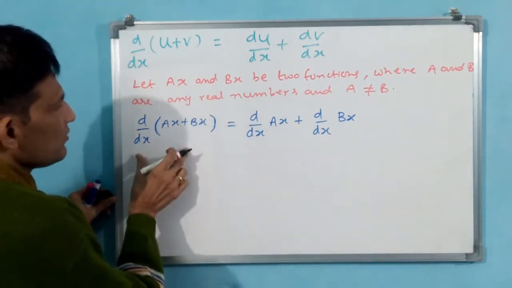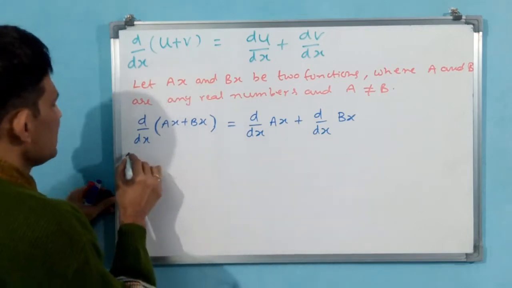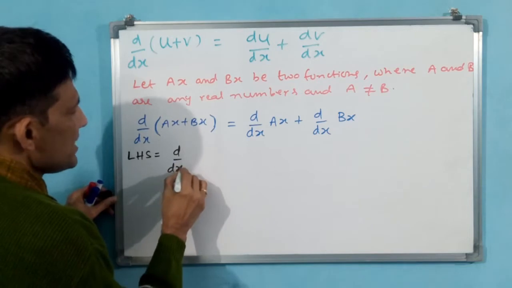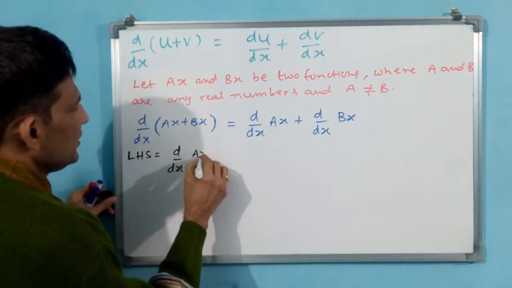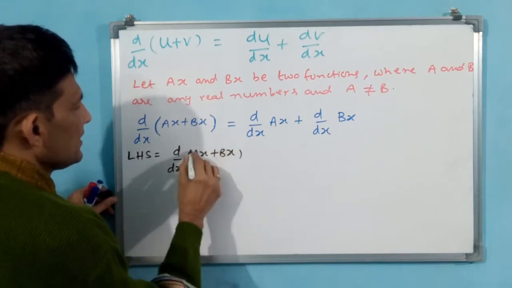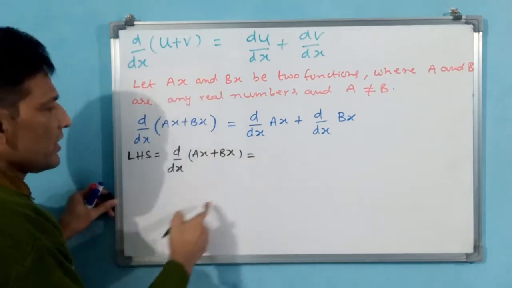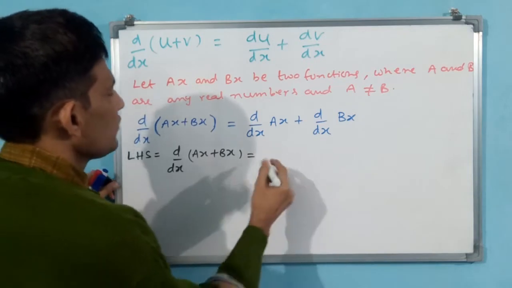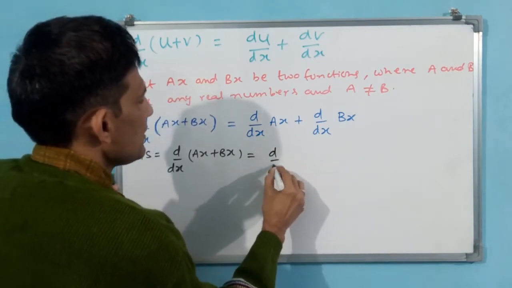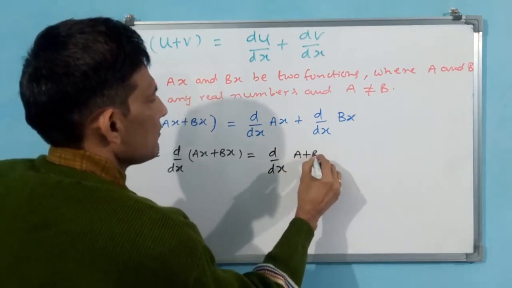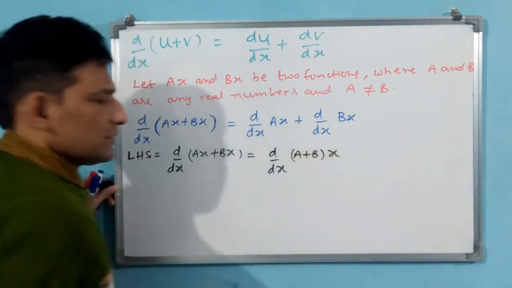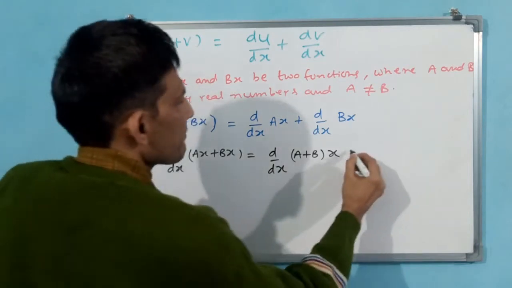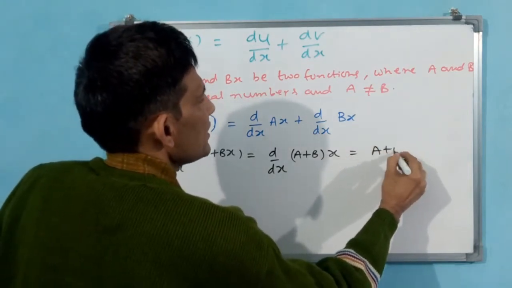LHS I am taking this, you consider LHS, this you consider RHS. LHS is equal to d by dx of Ax plus Bx. That is equal to, okay. You see, x you can take common here. If you take x common, what will happen? d by dx of (A plus B) into x. If I have taken x common, now what will this one become? A plus B.